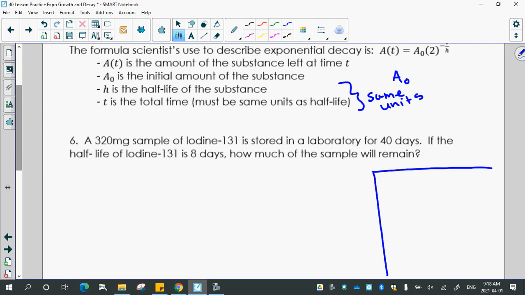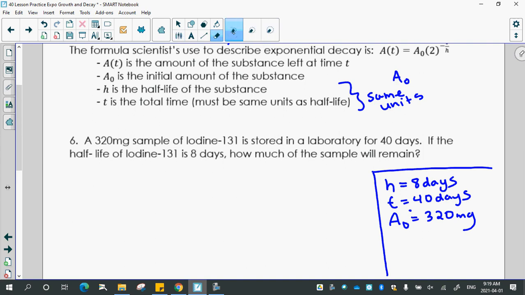Okay, so out of those 4 things in the formula, which ones do we know from the question? H is 8 days. What's another one we know? T is 40 days. Another one that we know. A sub 0 is 320 milligrams.